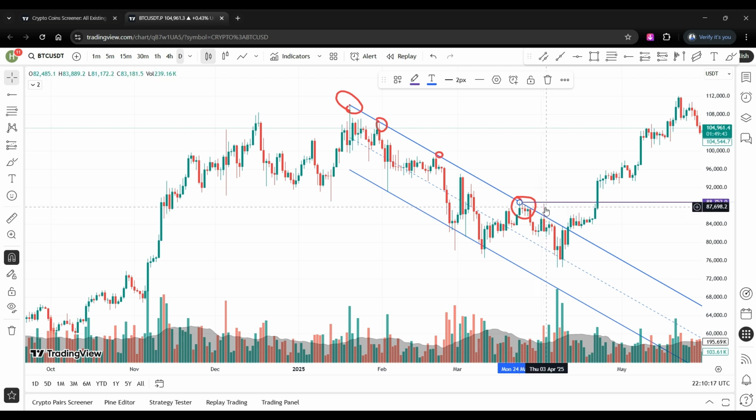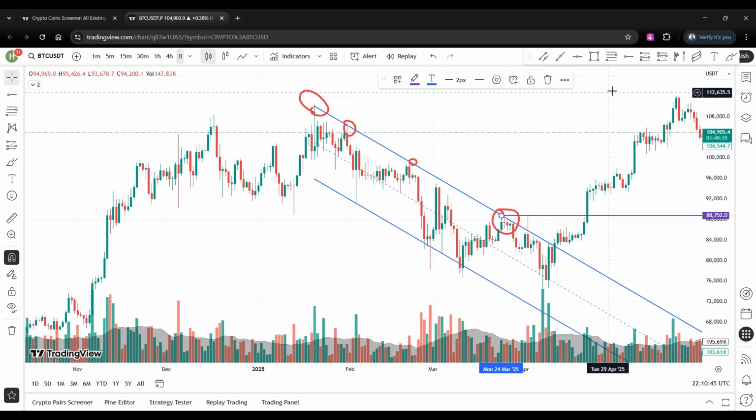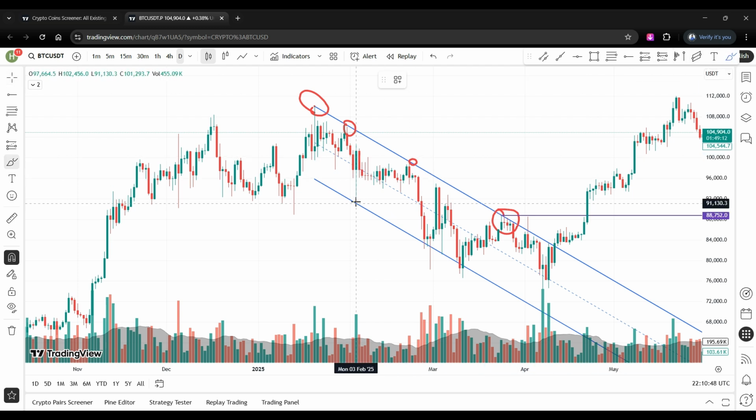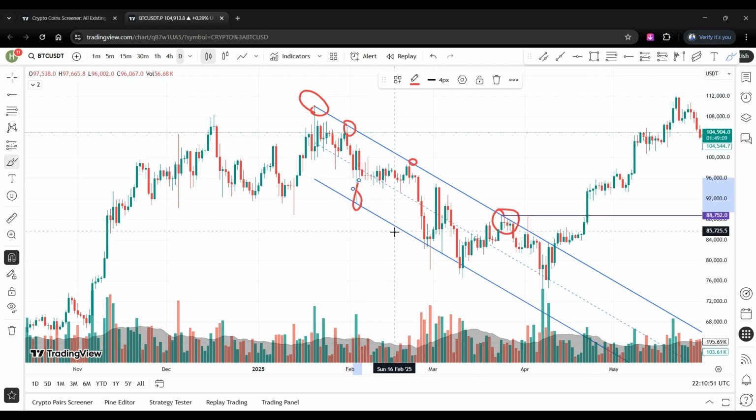A lot of traders lost their positions, their trades here. They thought this is a real breakout, but not that true. So how should we understand a real breakout? Okay, look, here is one, two, three touches in the down trend line.